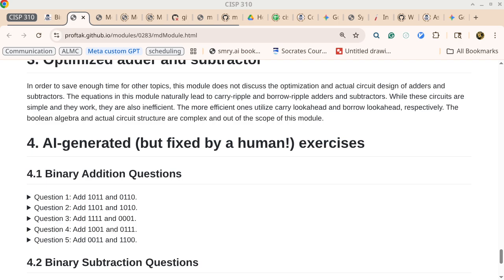But just out of curiosity, has anyone tried out these binary addition questions? Not yet? Okay, well, note that I said yet, which means I trust that you will do it, because it is only for your own benefit.